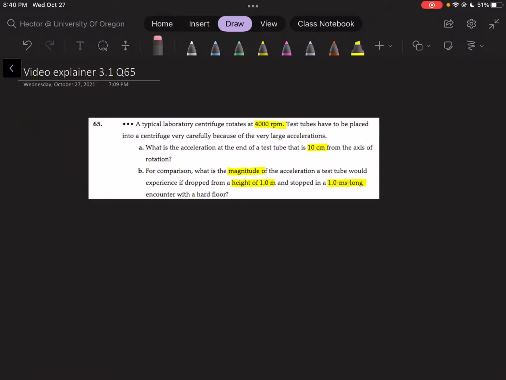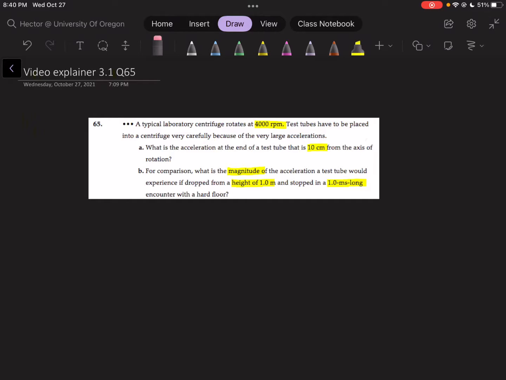A typical laboratory centrifuge rotates at 4,000 RPM. Test tubes have to be placed into a centrifuge very carefully because of the very large accelerations. So it's a two-part question. The first part reads, what is the acceleration at the end of the test tube that is 10 centimeters from the axis of rotation?